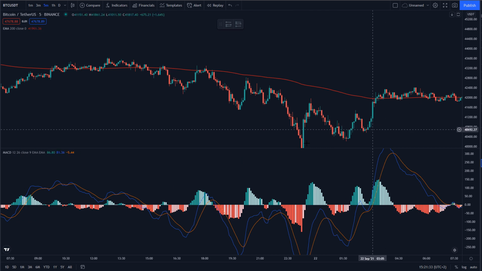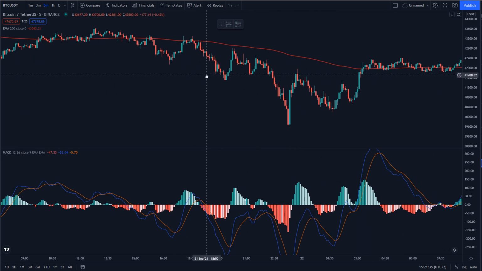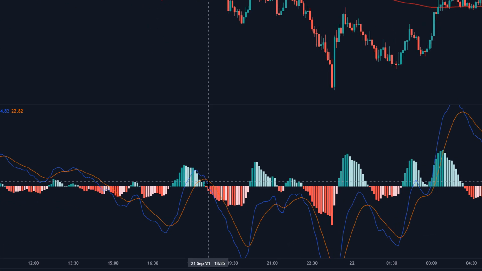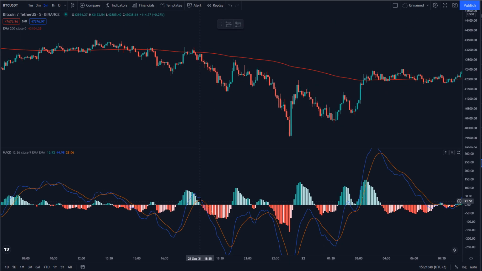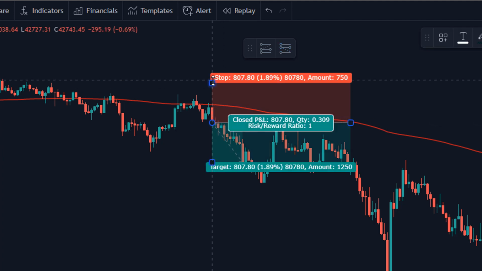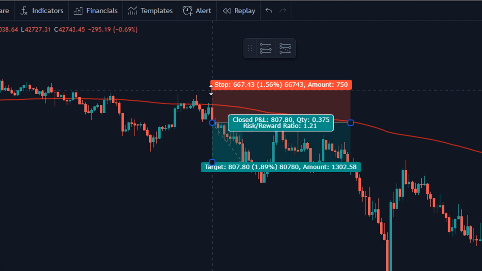So as you can see here, we are in a downtrend. We are underneath the 200 EMA, and the MACD is above the zero line. And you can see the blue line crossing underneath the orange line, and that is where we would take our entry. So it crosses below after this red candle. So we take a short position there on the close price on the next candle.